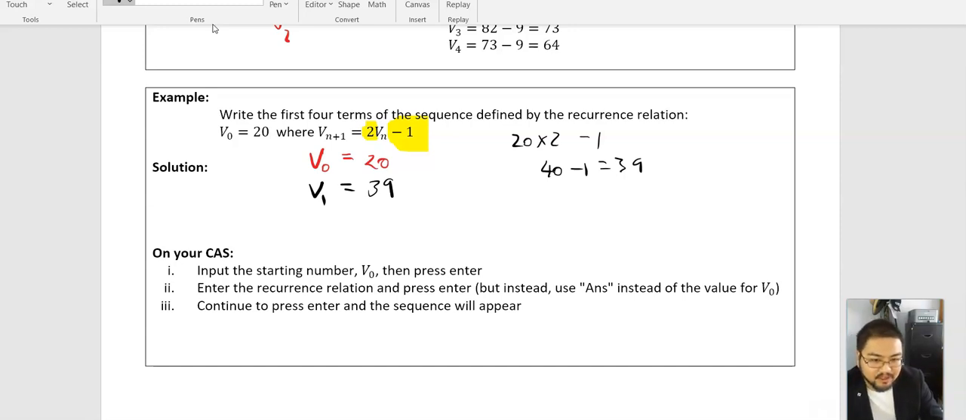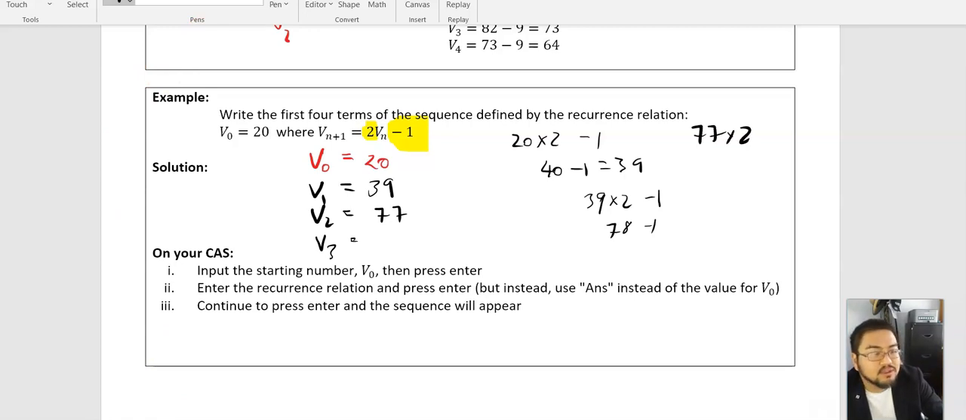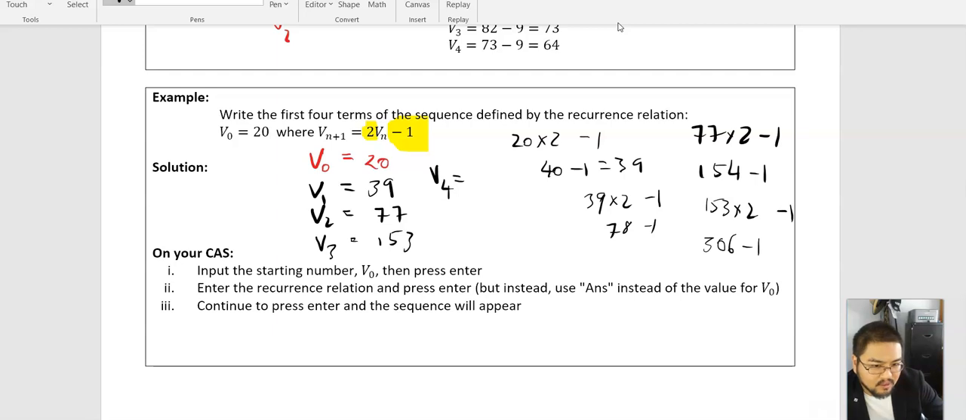Again, we have to take this particular value, so 39 times 2, minus 1. Okay, so 39 times 2 is 78, take away 1. v2 is equal to 77. Okay, v3, to work out v3, we need to do exactly the same thing, 77 times 2 minus 1. Okay, 77 times 2 is 154 minus 1, so that'll give us 153. And let's work out v4. So v4, 153 times 2 minus 1. So 153 times 2 is 306. Take away 1, 305.